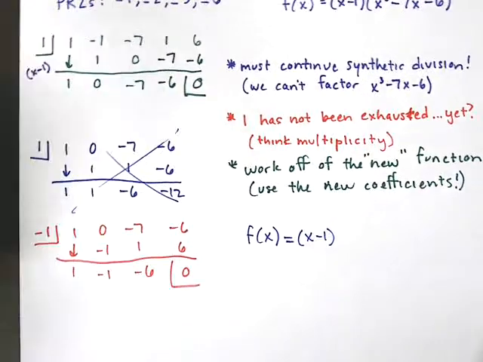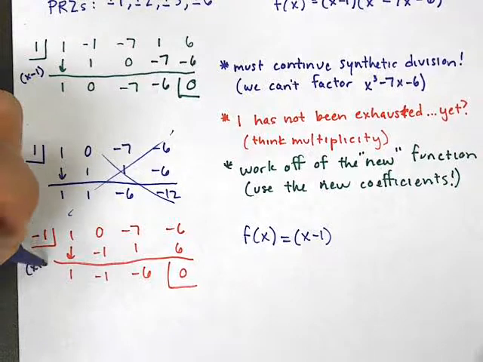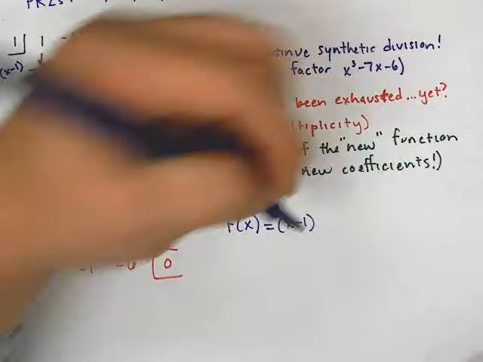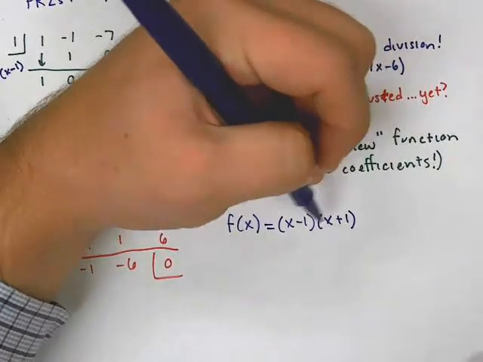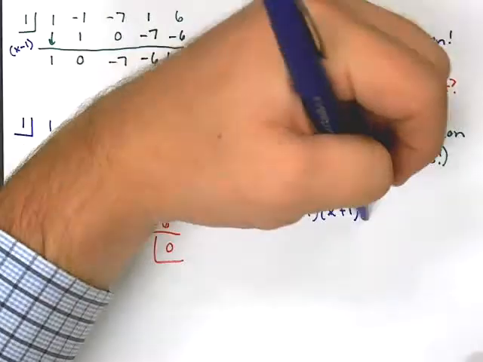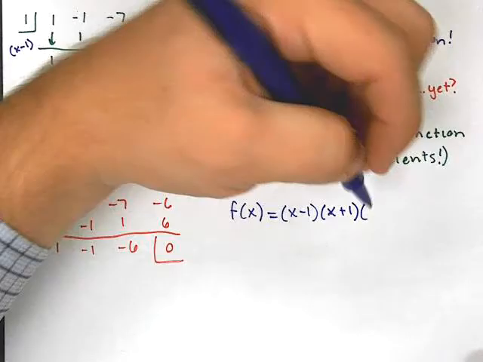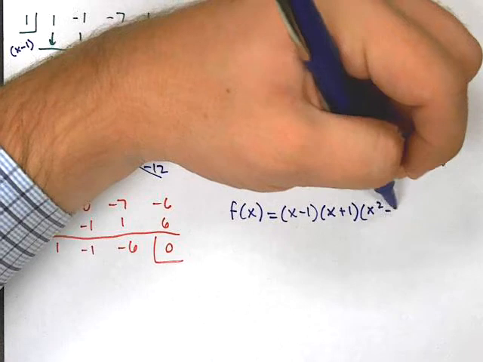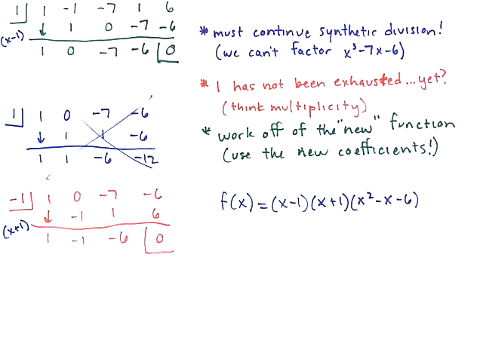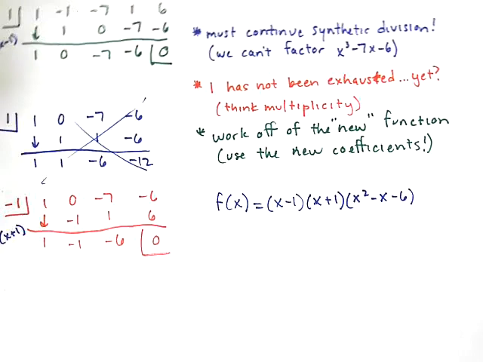And now we know that we were able to factor out an x plus 1. Okay, so now we have x plus 1, and now we have the remaining quotient to write. So x squared minus x minus 6. Hopefully you guys agree with me. We can factor that last little bit now.